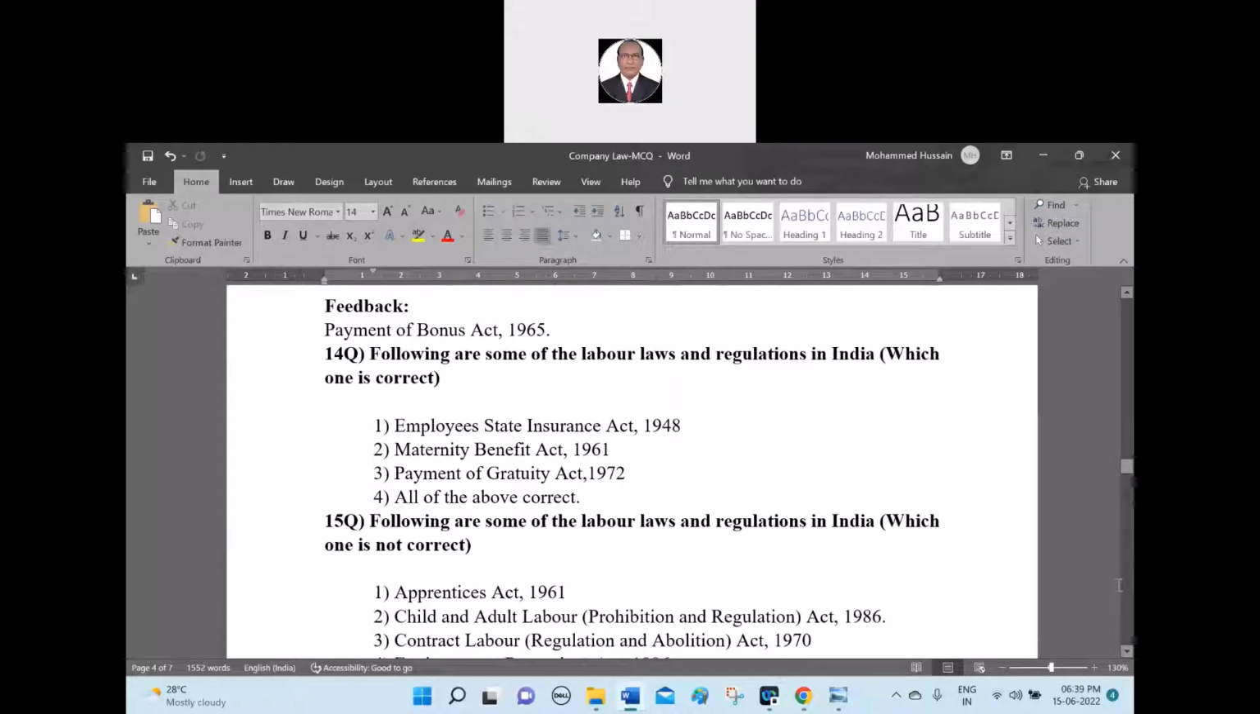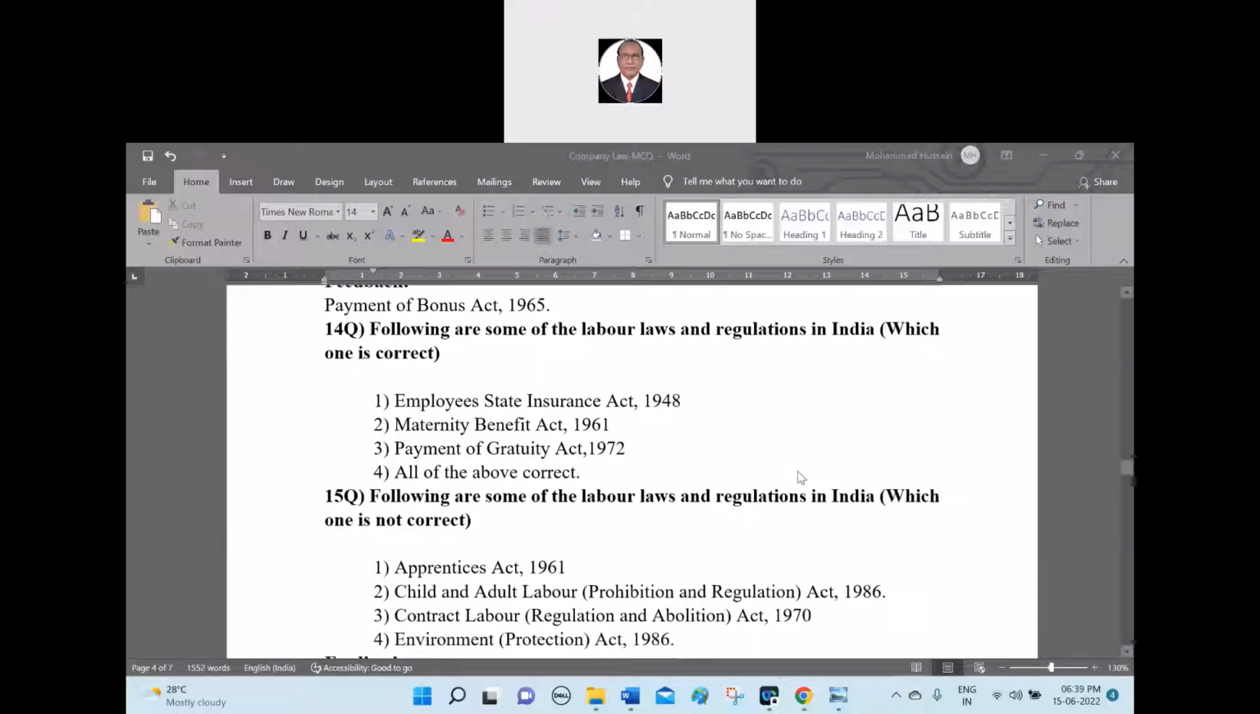Because I made confusion two times, I wanted to make confusion here also, but you did not get confused and you gave the right answer. I did not change even the year here. That means the year compulsorily you should know. Otherwise, they will change the year and test whether you know it or not. The 15th question.